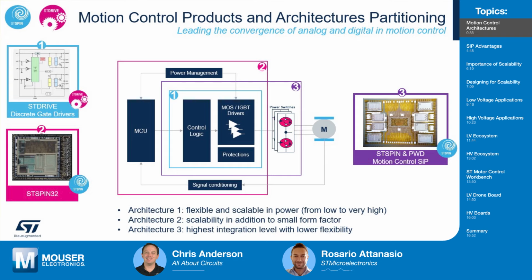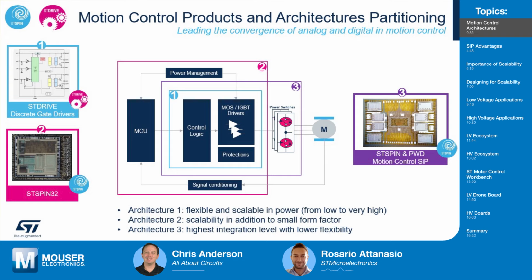Now, if we look, for example, at the center part of the slide here, we see that we are proposing three different types of architectures that can be used to implement an integrated motor drive. Let's start from architecture number one. This is also what we call a discrete solution. In this architecture, we have a separate MCU, we have a separate control logic, separate drivers, protection, signal conditioning, and the power management circuit, as well as separate power switches.